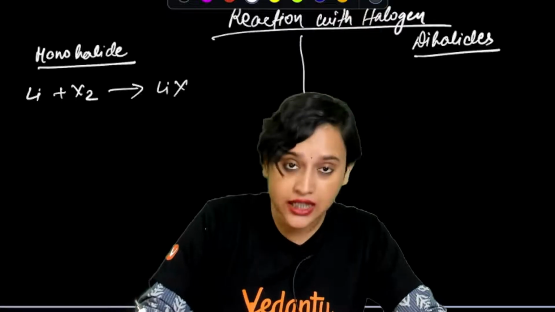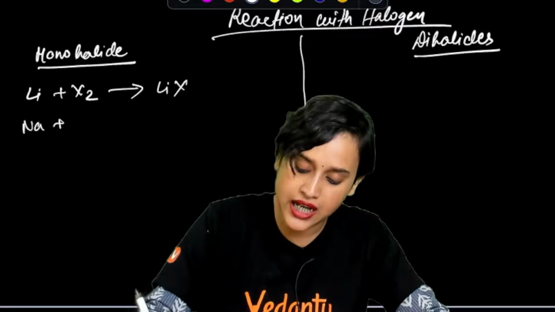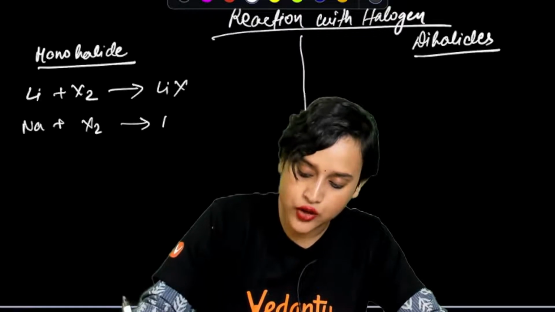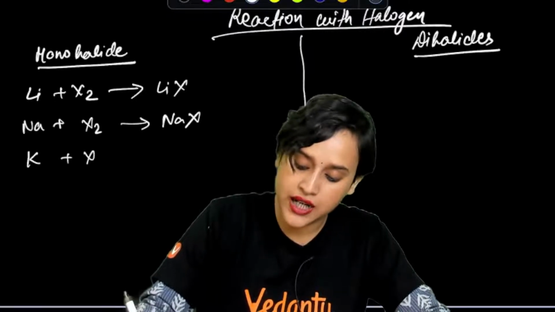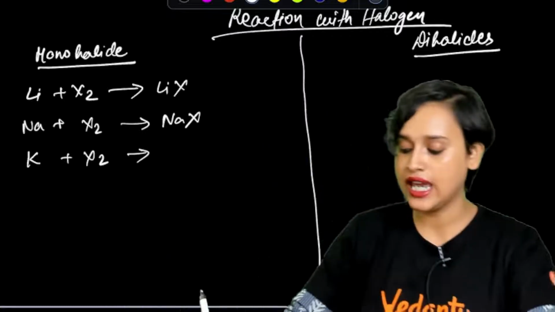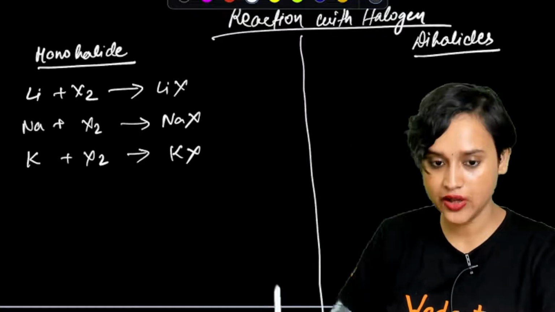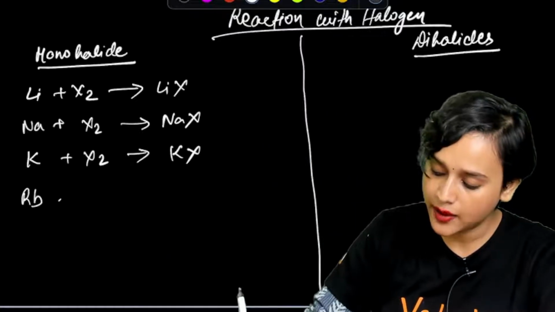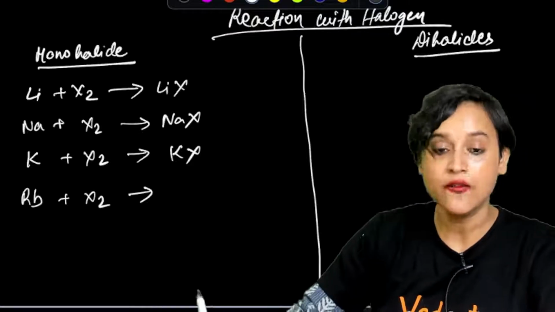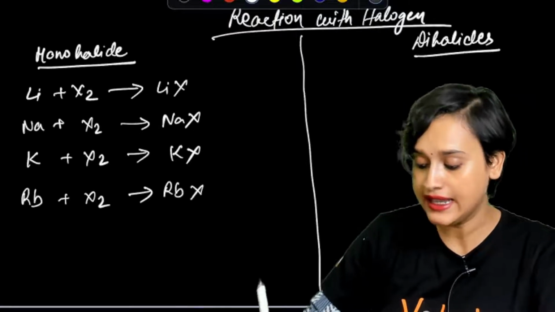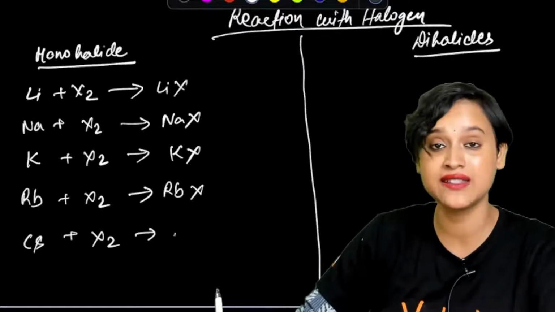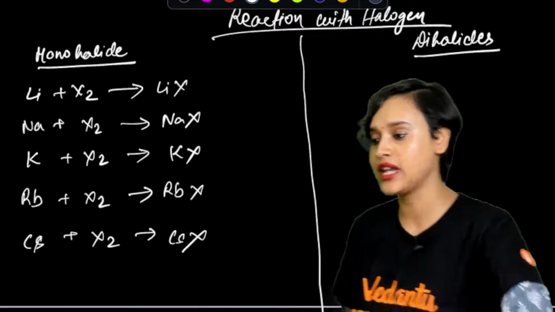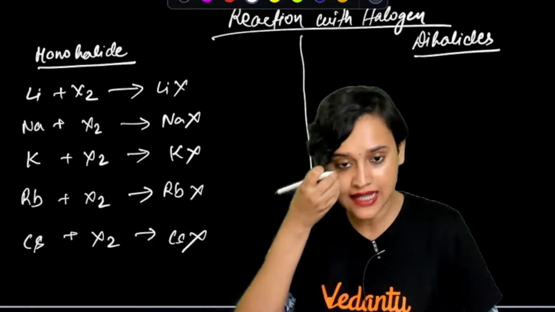Very similarly, Na plus X2 will give you NaX. Potassium plus X2 will form KX. Then Rb plus X2 forms RbX, and Cs plus X2 forms CsX. Is this clear, guys?